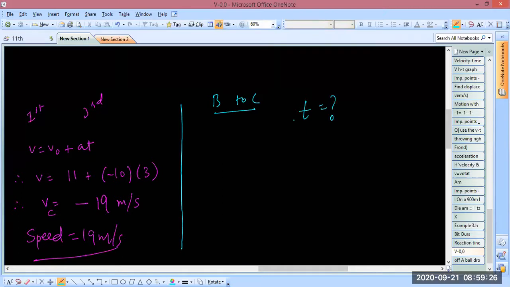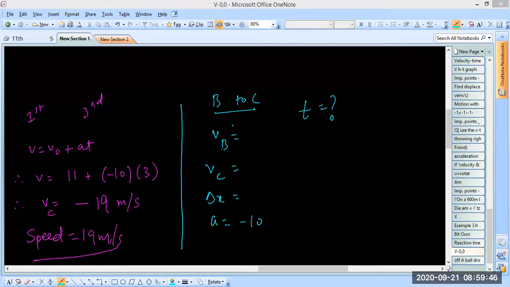Don't guess. See what we know. Do we know velocity at B? Do we know velocity at C? Do we know the displacement? Yes, we of course know acceleration. It's in fact very simple.